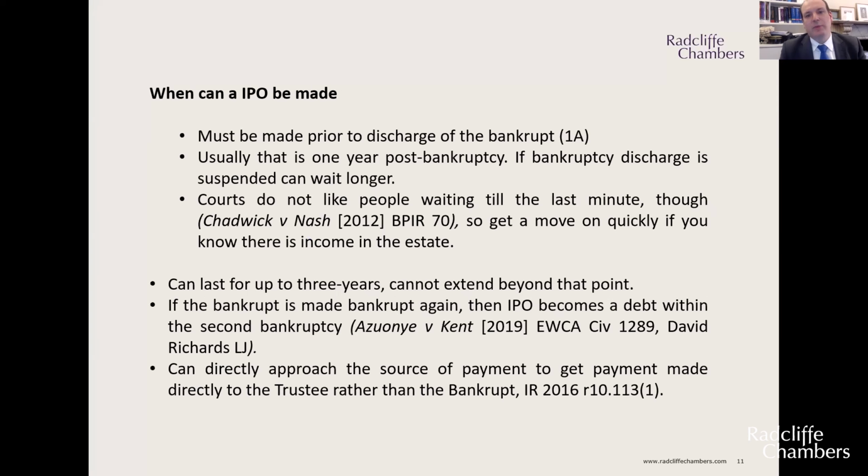Well, when can an IPO actually be made? It has to be made prior to the discharge of the bankrupt. Now, in most cases, that's obviously 1 year after the bankruptcy. In most cases, the bankrupt will be discharged automatically at that point. So if you're thinking about making an IPO, you've got to get on your horse relatively quickly. Do your investigations of the bankrupt, determine what their salary or their income might be, and start preparing your application.